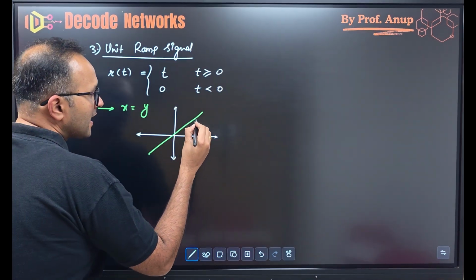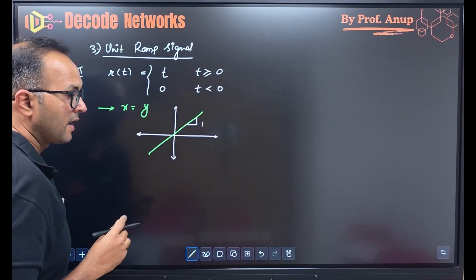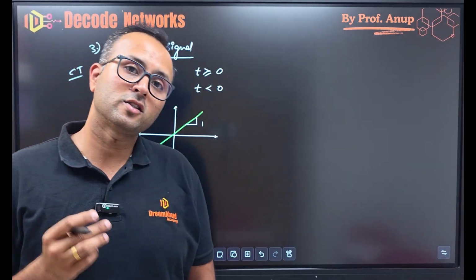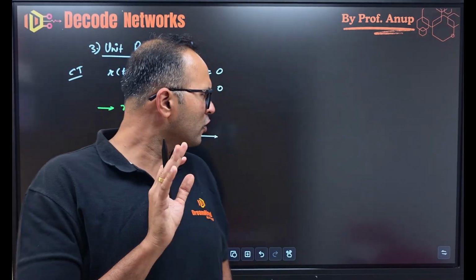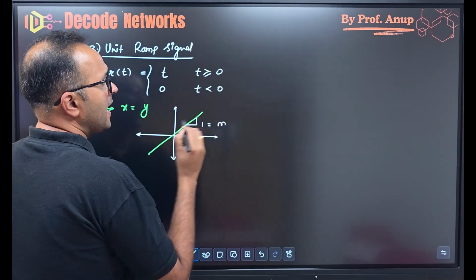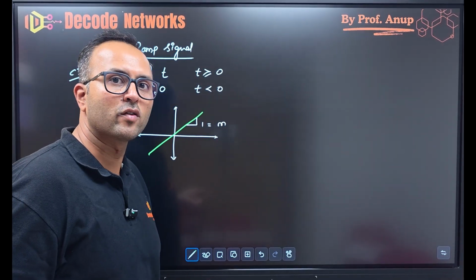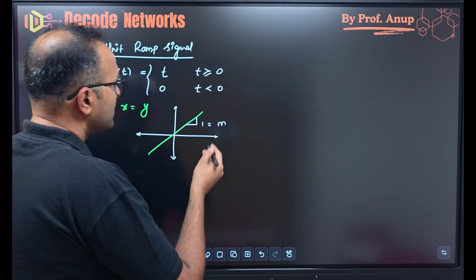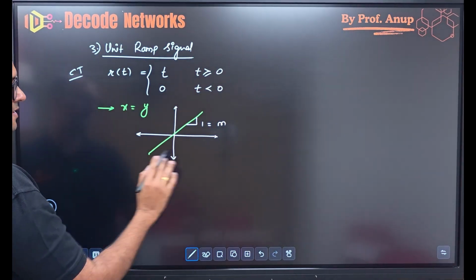Now understand, it has a slope. A ramp signal is always represented by a slope. Now you people know what a slope is. Slope is normally represented by m, right? We have also heard that m is equal to tan theta. So this is your slope. This is x equal to y.